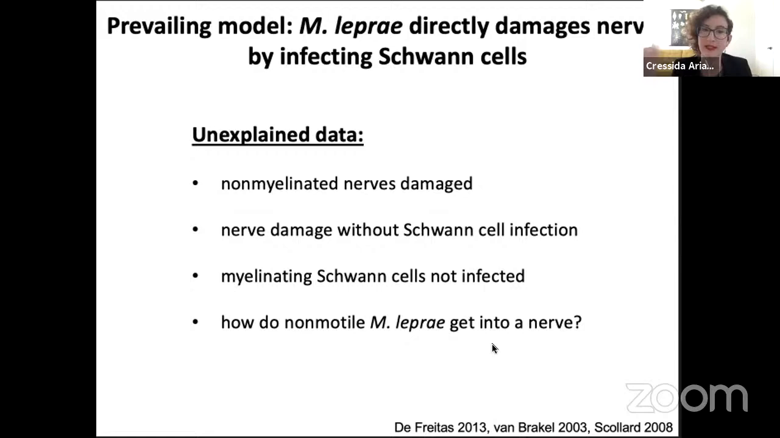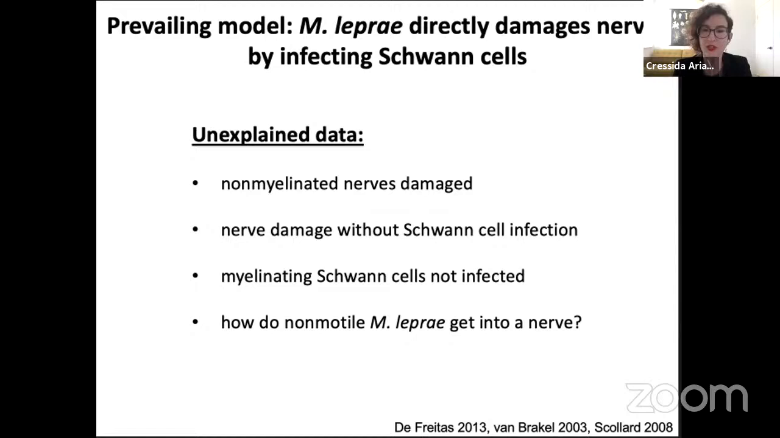And finally, there's this question of how does M. leprae get into the nerve in the first place, right? These are bacteria that cannot move on their own. They're not motile. And we know that they're present heavily in the blood, in the circulation of leprosy patients, but how they move from the circulation into the nerve, that's unknown. And so I wanted to investigate how we might explain some of this clinical data in the context of an infected intact organism rather than an in vitro study.